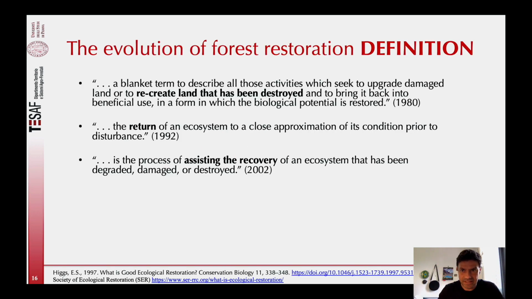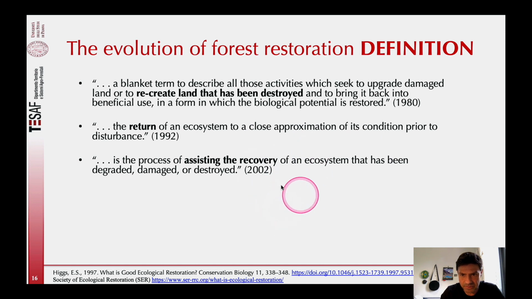So at the beginning, the idea of forest restoration was to recreate. It's like, oh, we destroyed a forest, we degraded a forest, so through forest restoration we are going to return as much as we can to the conditions before the disturbance. So that was the idea of restoration in the 80s and 90s. Like, I'm going to go back to the situation that it was before.